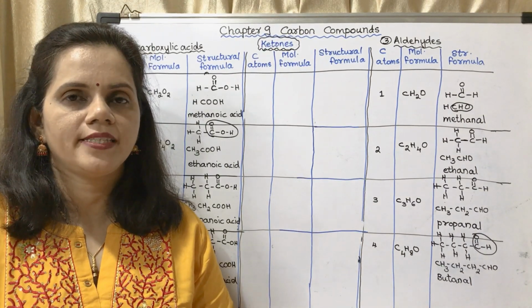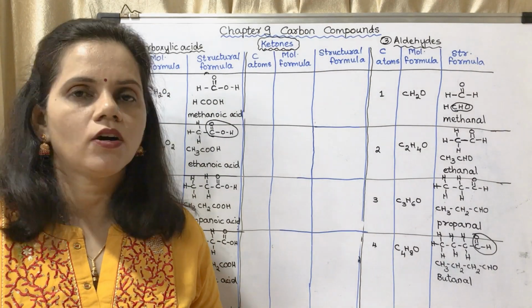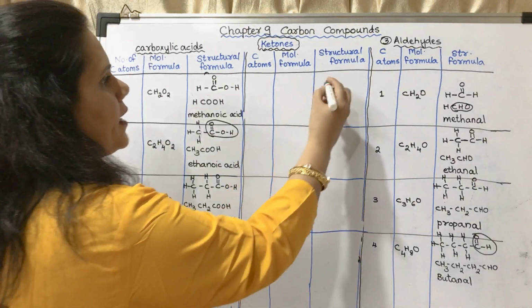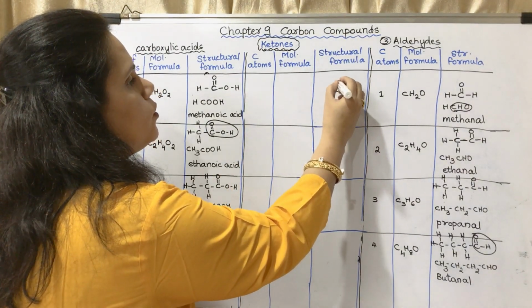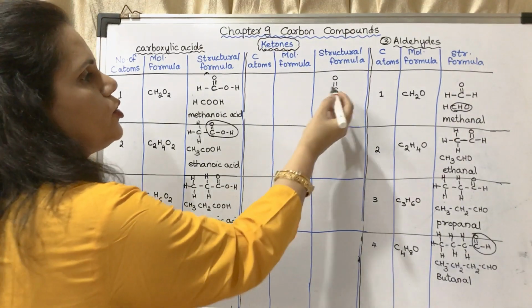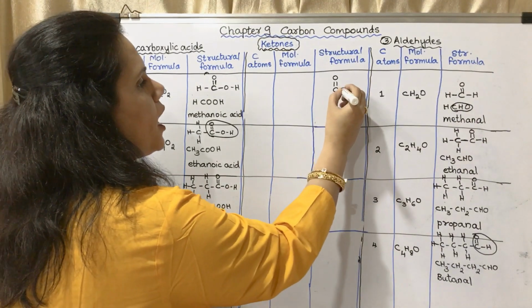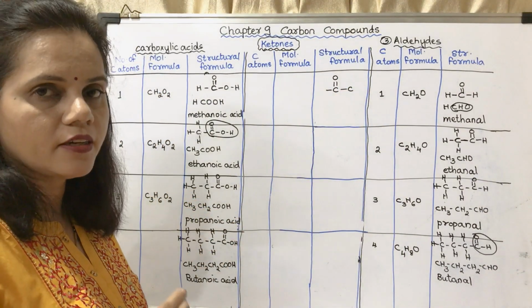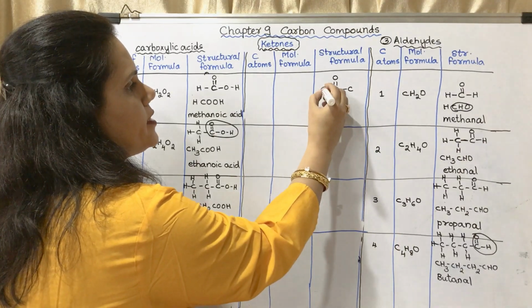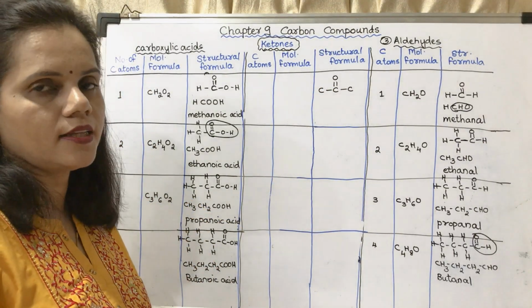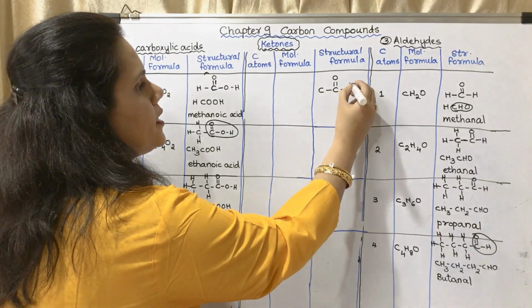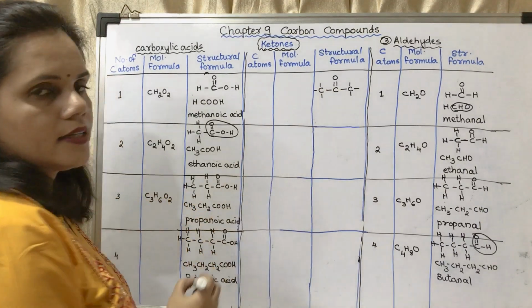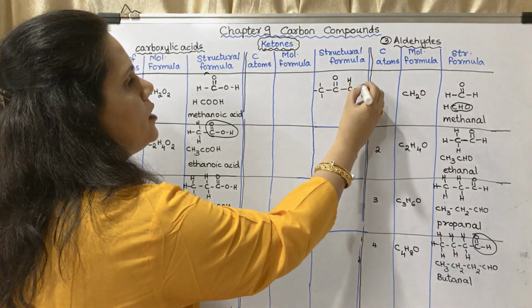Now in ketones, you may see I had told you there is one C double bond O in the middle and C on both sides. Okay, that means there is a C in the middle with a double bond O. 2 have got engaged, 2 are left. Okay, on this side also there is one C, and one C on the right hand side and one C on the left hand side. So this C again it is having 3 branches. This C again it is having 3 branches with hydrogen.